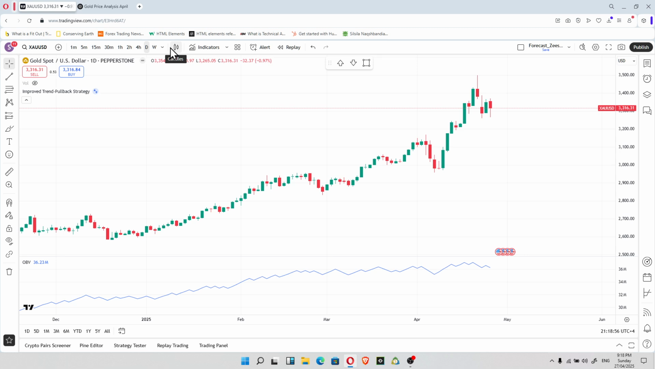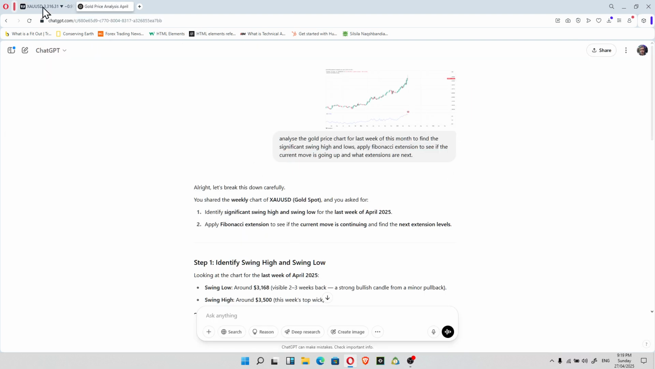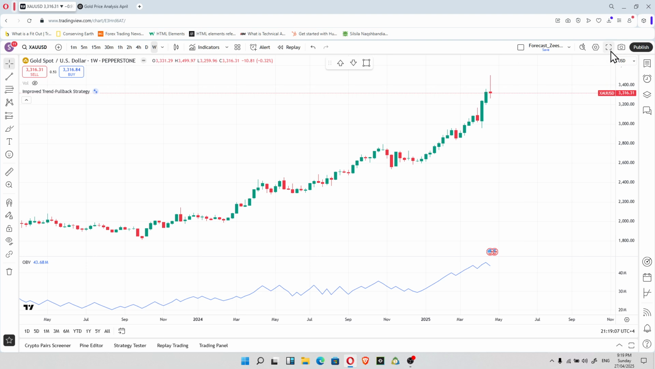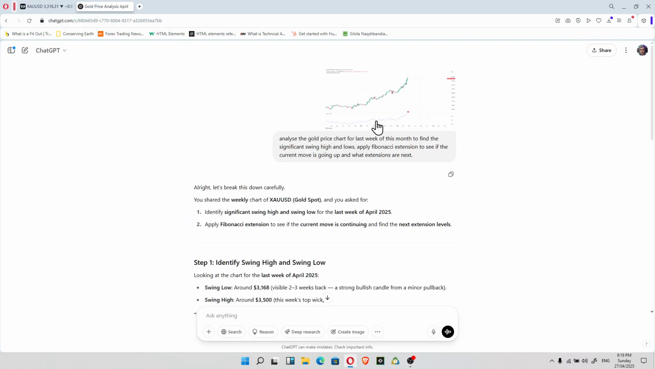Let's do the weekly recap and weekly forecast using ChatGPT. What I did, I took a photo of this chart, my weekly time frame, copied it, and pasted it into ChatGPT. Then I asked ChatGPT to analyze the gold price chart for the last week of this month to find the significant swing highs and lows, and apply a Fibonacci extension to see if the current move is going up and what extensions are next.